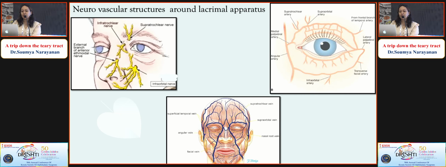So these are the neurovascular structures around the lacrimal apparatus. We can see the supratrochlear nerve here, infratrochlear nerve, and infraorbital nerve, and the external branch of the anterior ethmoidal nerve. These are very important during our DCR and DCT surgeries to give the local anesthesia. And we can also see the angular vein here, which is formed by the supratrochlear and supraorbital veins, and this is seen usually between 4 to 8 millimeter from the medial canthus, and this is also an important landmark during our DCR and DCT surgery. You can also see the medial palpebral artery in that region from the angular vein. Thank you.